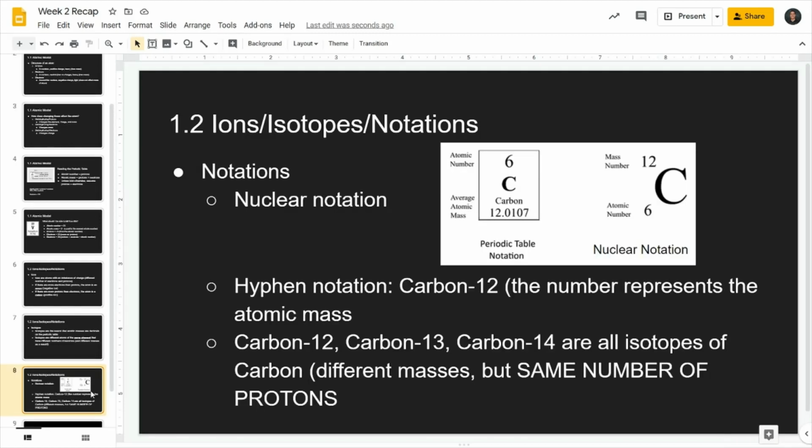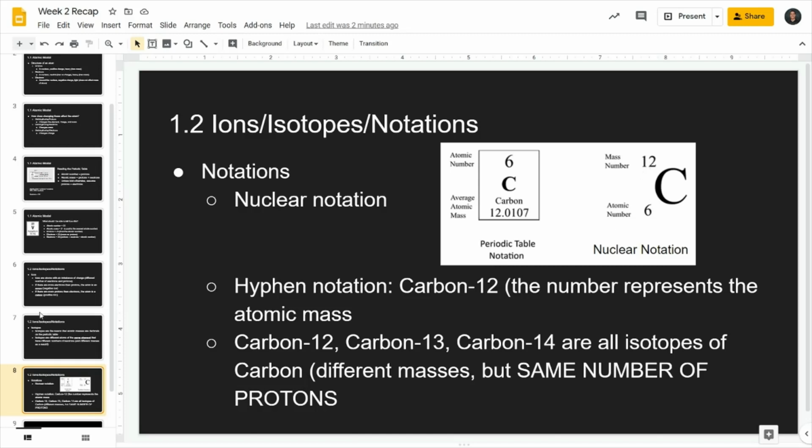So how do we notate this? Well, there's two ways. There's the nuclear notation, which up here, you've got your periodic table notation. Nuclear notation flips that, puts the mass on top, the atomic number on the bottom. I kind of like this notation because if I'm trying to find the number of neutrons, it's the mass number minus the atomic number. So it kind of sets it up for you.